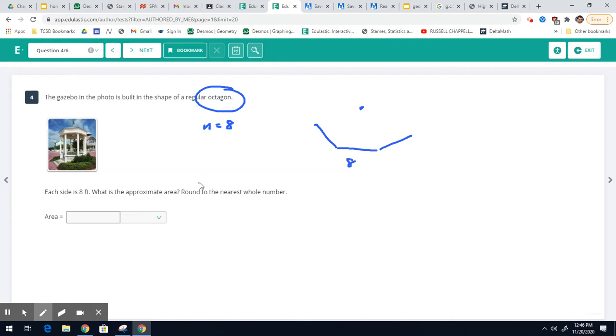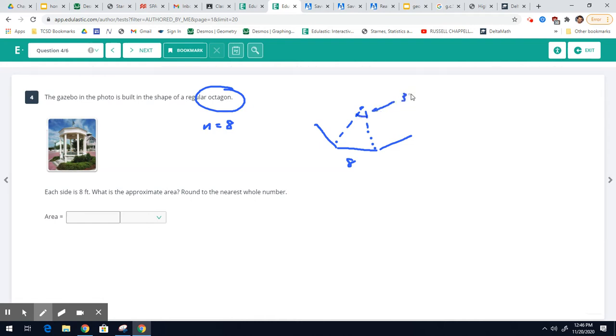Okay, so the problem with an octagon is that these triangles, once I draw these radii in, are not equilateral. So this is not an 8, 8, and 8 situation. So how am I going to find the area of this triangle here? Well, I'm going to use trigonometry. Now first off, I'm going to find this central angle.